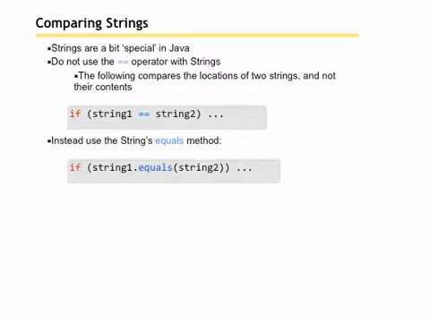As we mentioned previously, comparing strings is special because strings are reference types and not primitive types. So we don't use the double equal sign, the equivalency operator. We have to use the equals method from the String class, as in string1.equals(string2). If those two strings are the same, including case sensitivity, then that method will return true.